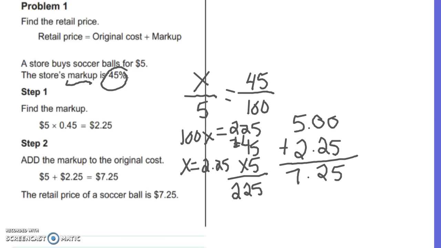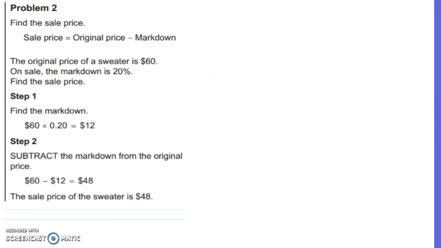All right, let's look at an example of a markdown. So with the markdown, you take the original price of the sweater is $60. On sale, the markdown is 20%. Find the sale price. Every percentage is out of 100. You are going to write 20 over 100.